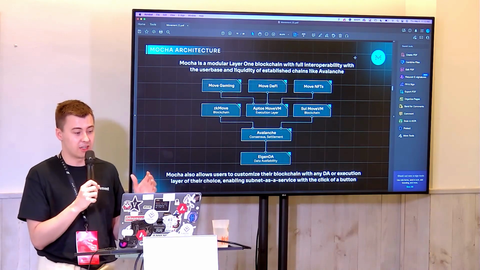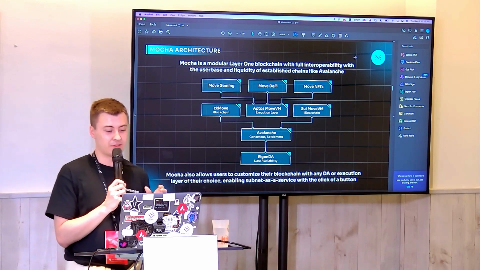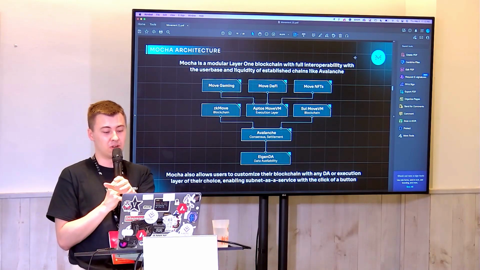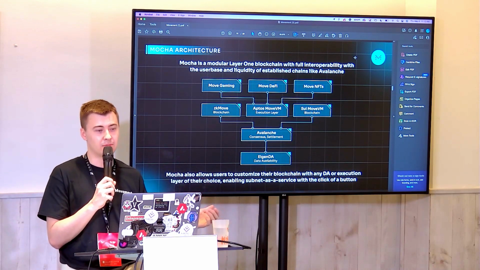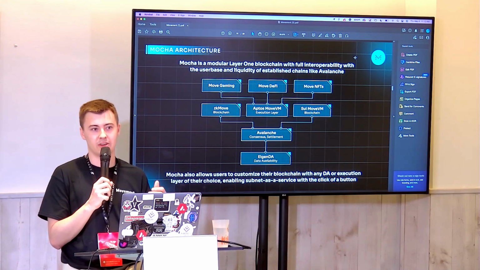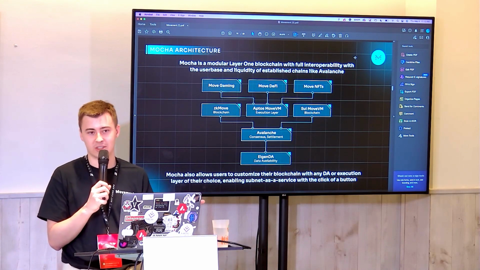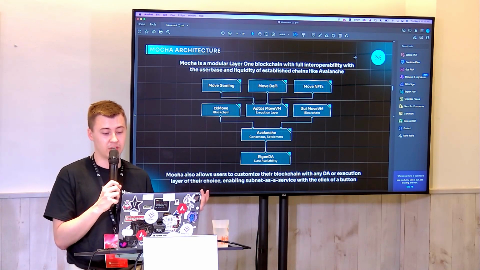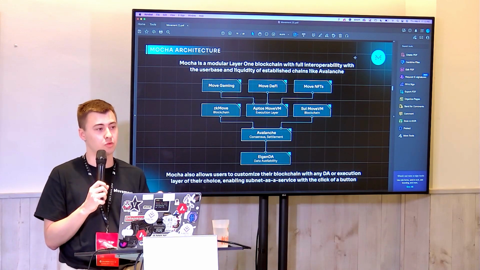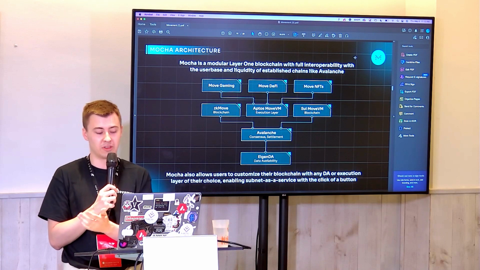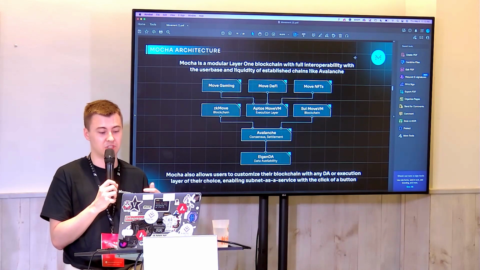So the architecture that we are bringing with Mocha is that we have horizontally scalable execution layers. We're starting off with an Aptos Move VM so that we're able to support the builders from the Aptos ecosystem, help them get plugged into more users, more liquidity. But on our roadmap shortly after, we'll be launching a SWE Move virtual machine as well, supporting that ecosystem. And we're also building a ZK Move virtual machine as well.